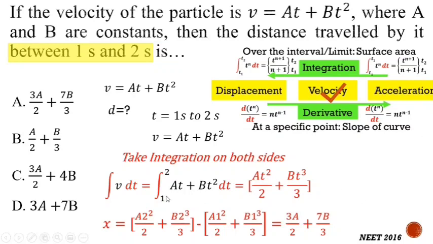The limits are given, that is 1 to 2. So putting these two limits in place of t, first put the upper limit, that is a into 2 square divided by 2 plus b into 2 cubed divided by 3. Now replace t by the value 1 and subtract. If you solve this you will get 3a by 2 plus 7b by 3.